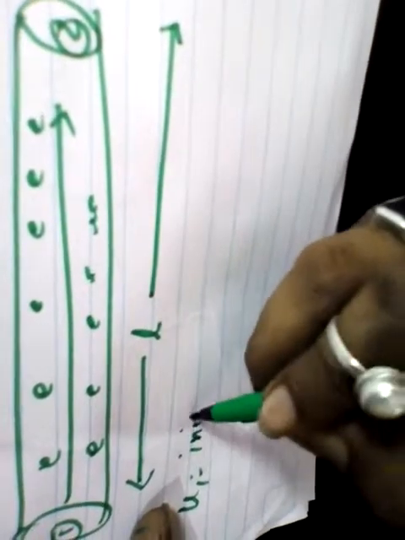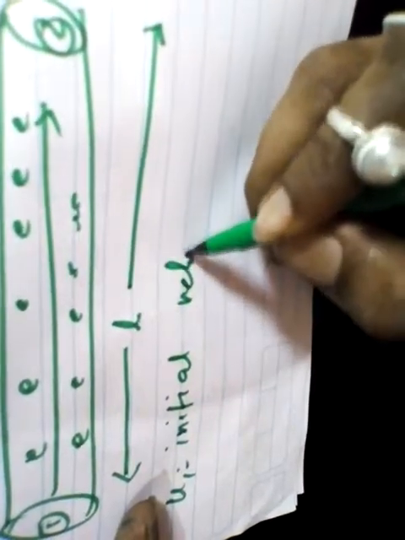Here what happens, let U1 be the initial velocity of electron 1. Similarly U2 the initial velocity of electron 2, etc., and Un is the initial velocity of electron n. If we take the average of all these velocities, what will happen? (U1 plus U2 plus U3 plus ... plus Un) divided by the total number of electrons n, and this average of U is normally taken as 0.